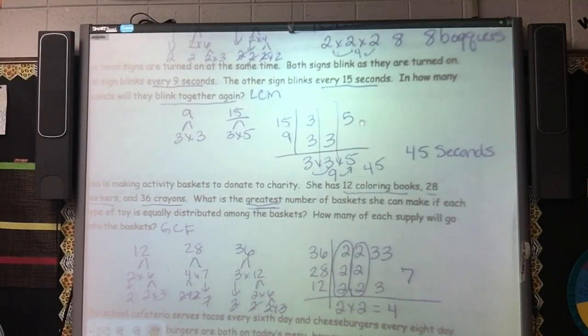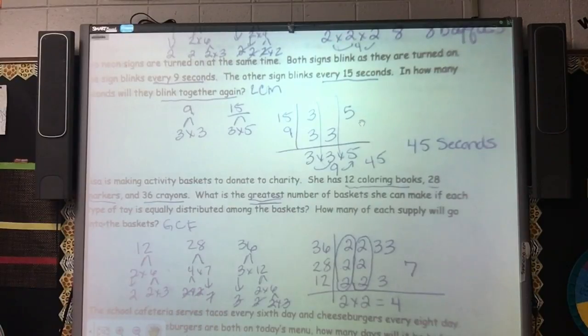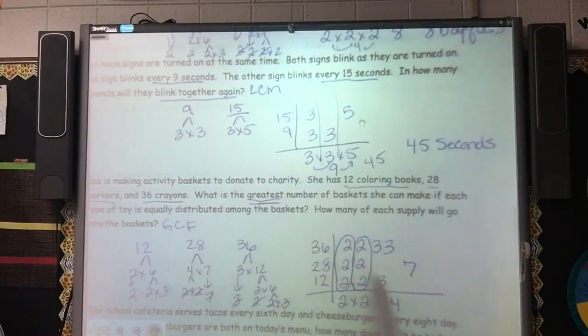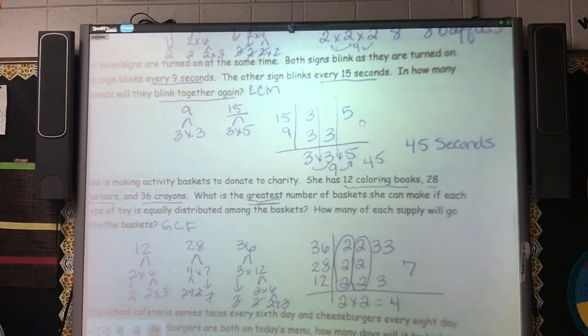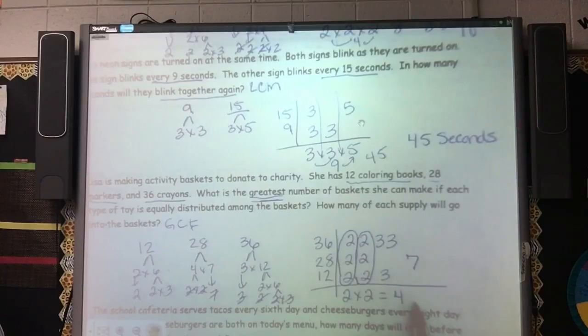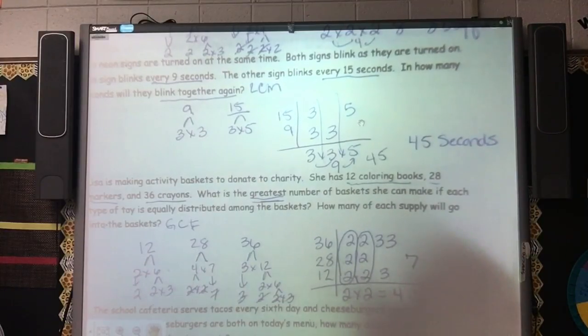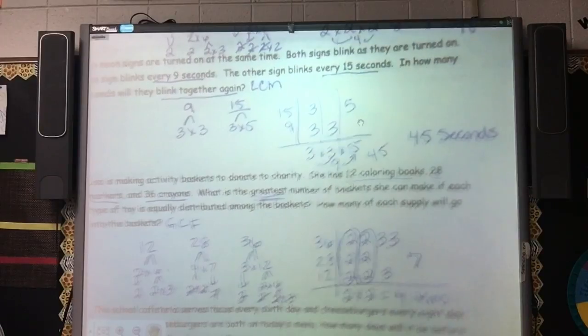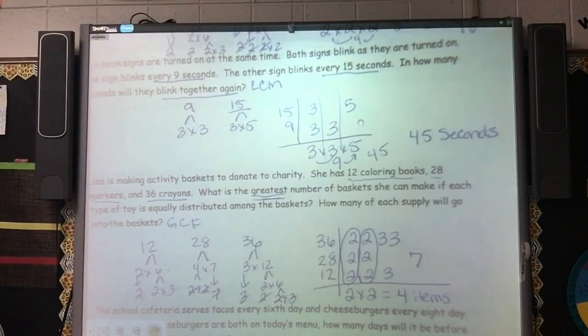Now, if you would have forgotten that and you would have brought down that 3, what is 4 times 3? 12. And if you counted by 12s, 12, 24, 36, we missed 28. That's why we couldn't include that 3, because 12 could not go into 28. Okay, so only if you have 3 numbers, it's got to be in all 3 for it to work. So how many of each supply would go in the baskets? 4 items. We could just say 4 items. Make sure you always want to label that somehow.